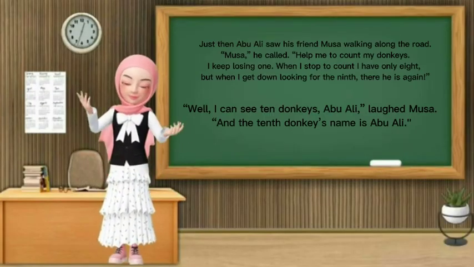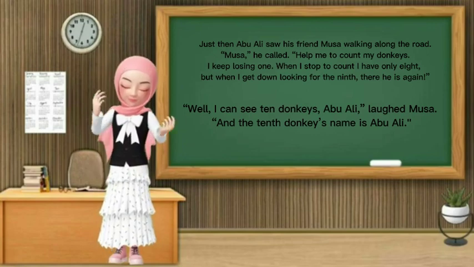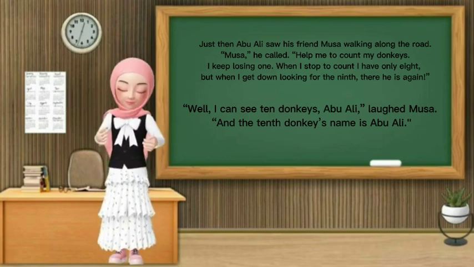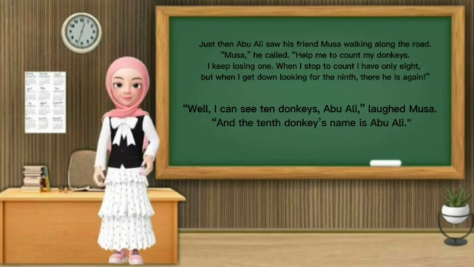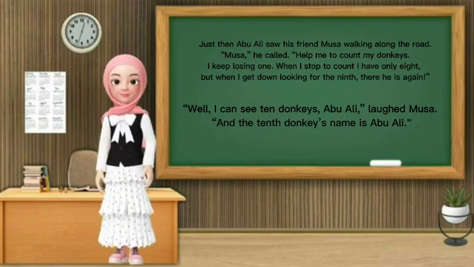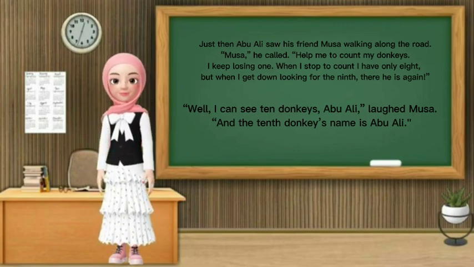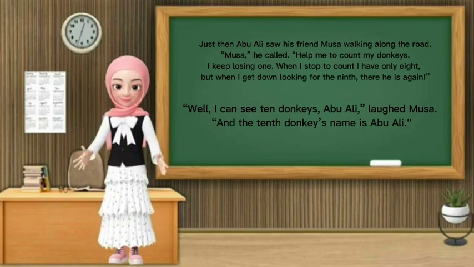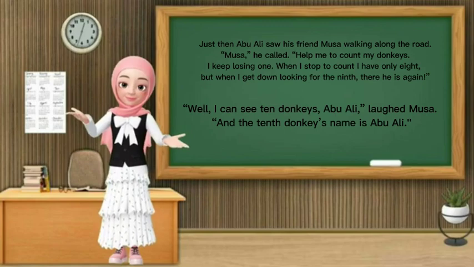Just then, Abu Ali saw his friend Musa walking along the road. Musa, he called, help me to count my donkeys. I keep losing one. When I stop to count, I have only 8. But when I get down looking for the 9th, there is 9 again. Well, I can see 10 donkeys, Musa laughed, and the 10th donkey's name is Abu Ali.